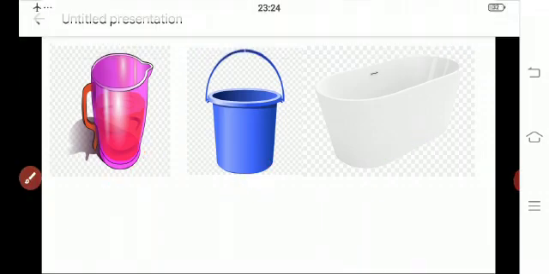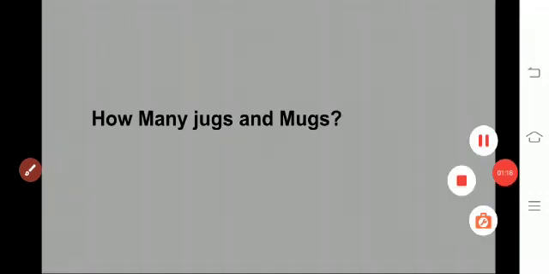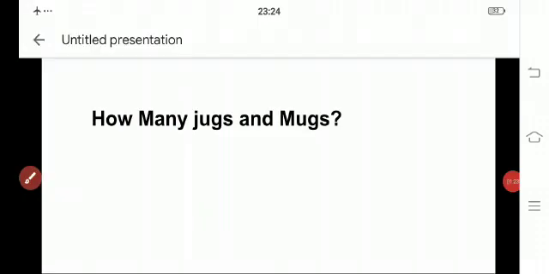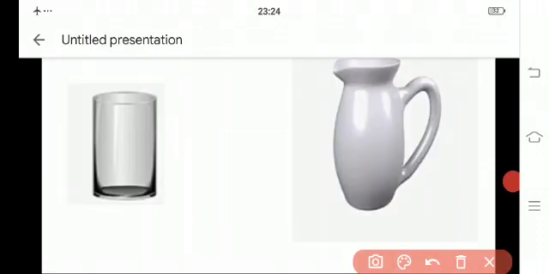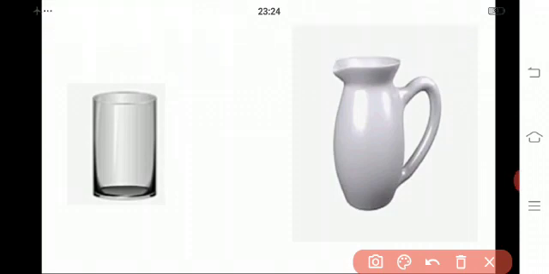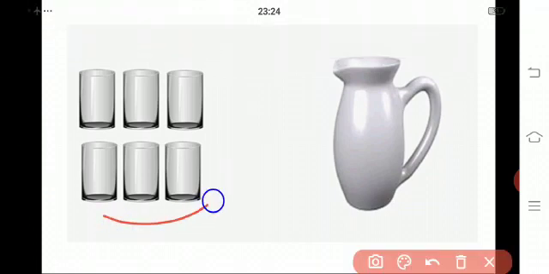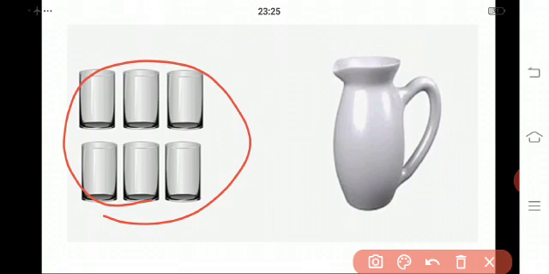Okay children, shall we move on to the next one? See, how many jugs and mugs? Just guess and find out the answer, children. How many glasses of milk can a jug hold? See children, this jug holds around 6 glasses of milk. Okay children, this experiment you can try at your home.